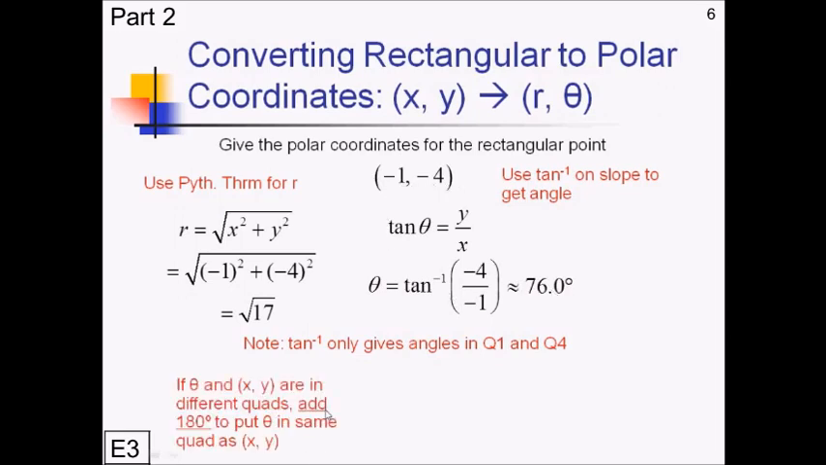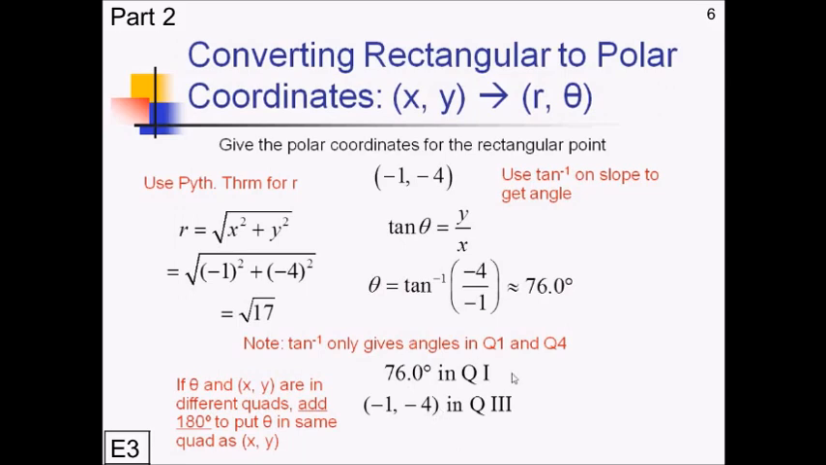What if they're different? If your angle and your point are in different quadrants, to get from one to the other, you just have to add 180, and that'll put your angle in the correct quadrant. So for example here, 76 degrees, that's quadrant 1. -1 comma -4, that is definitely quadrant 3. This is where the true polar point has to lie, in this quadrant here. So we have to change our angle so that it matches this quadrant.